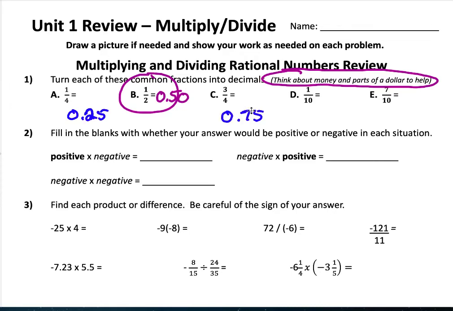So 0.75. Now you could also do what we did yesterday. You could do the numerator divided by the denominator and divide it out. That'll always work, but there are some that are commonplace enough that we just want to kind of commit them to memory. So how about the next two, 1/10 and 7/10?